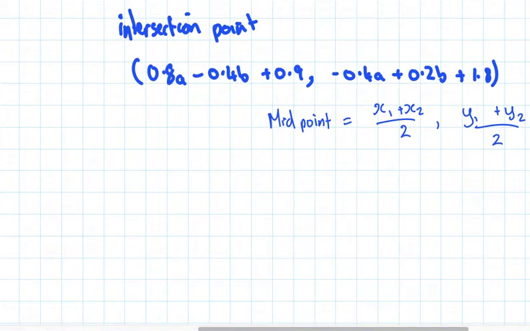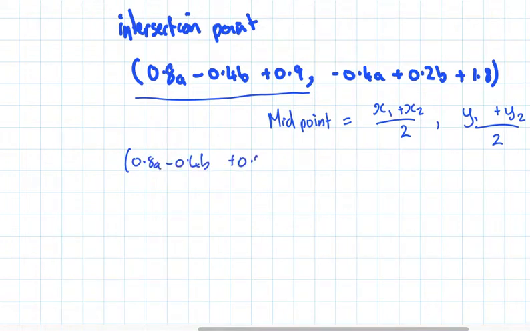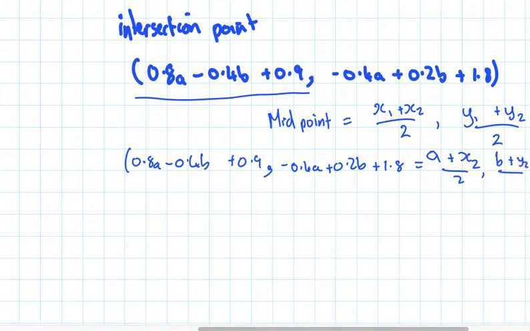So the midpoint, here's our x value for the midpoint. So the midpoint, 0.8a minus 0.4b plus 0.9, that's my x value, comma. Then I put my y bit in, negative 0.4a plus 0.2b plus 1.8 equals x1, which could be the point A, plus x2, what we're going to find, over 2, and y1, which is b, plus y2 over 2, because we're generalizing with the point AB, remember? So that's the y. So we have two parts to this.